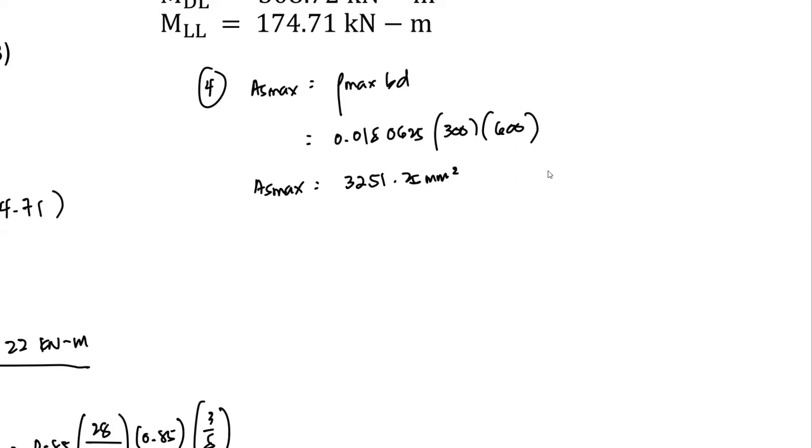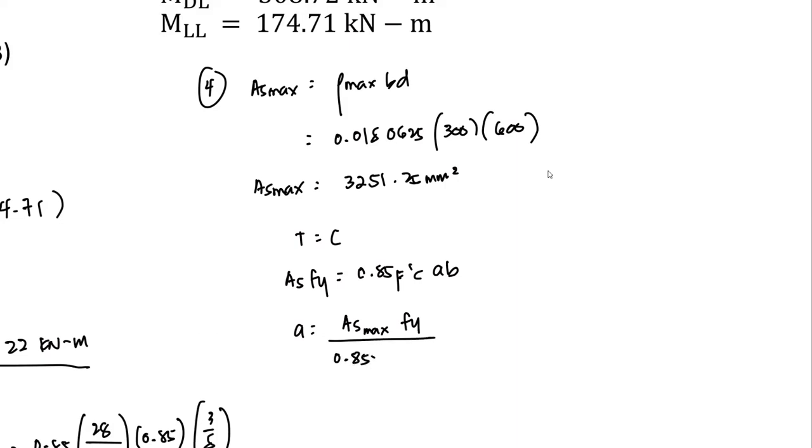Okay. So, we can calculate A from the formula natin na T is equals to C. So that is AS Fy is equals to 0.85 F prime C AB. So, pwede mo makuha si A as AS max Fy all over 0.85 F prime C B. So, substitute 3251.25. We have 420 all over 0.85 times 28 times B natin is 300. Okay, value of A.